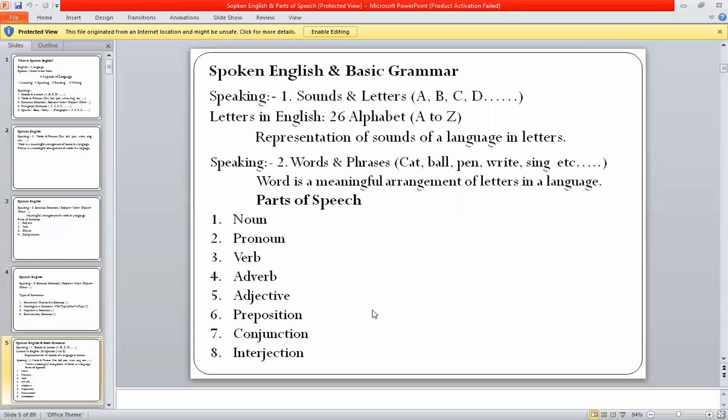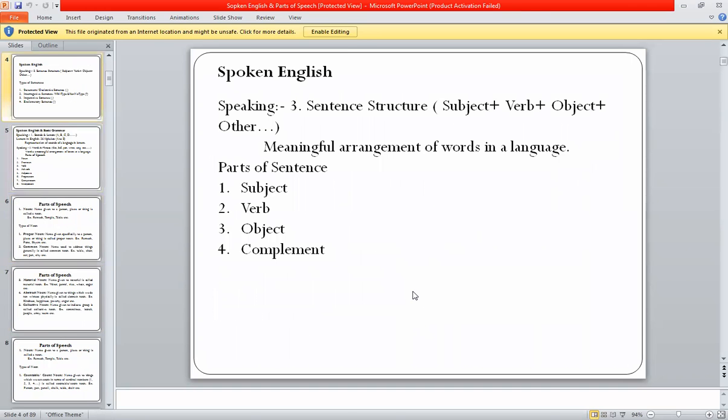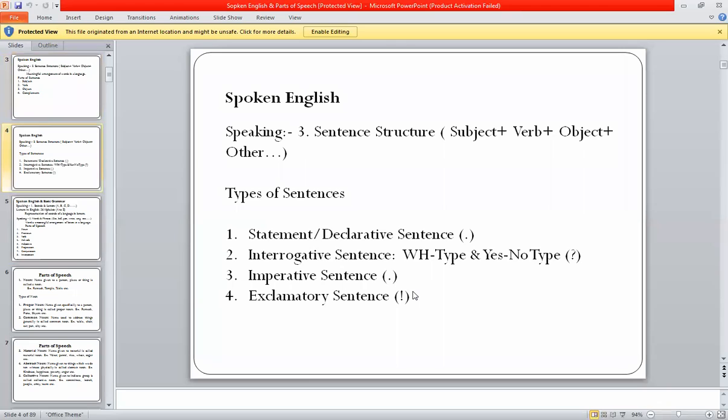So yes, all of you, are you getting these points? Whatever I'm teaching here, are you getting it? Yes, sir. Okay, it is very basic grammar that we are learning. We are not going to learn any type of complex grammar. We are just doing the basic grammar. So these are the four types of sentences.